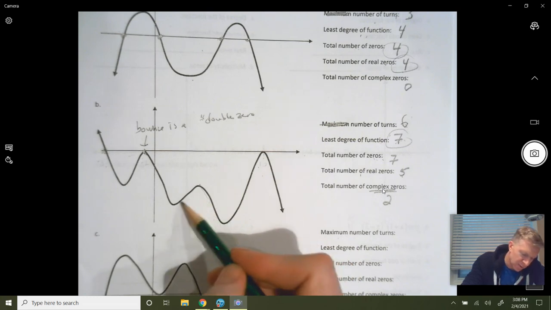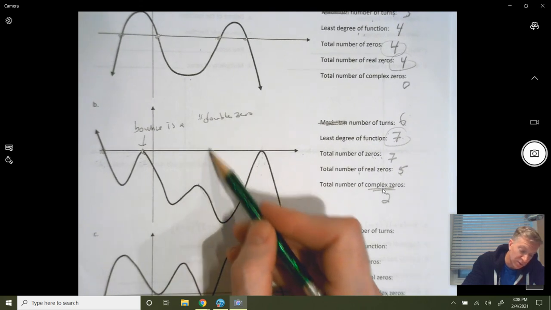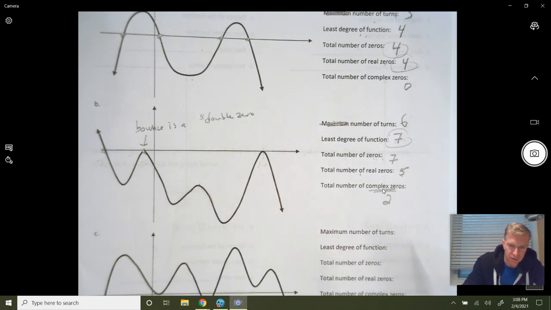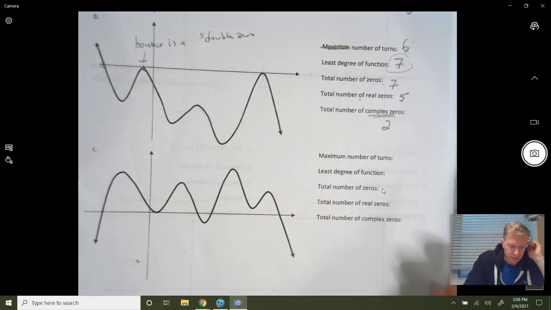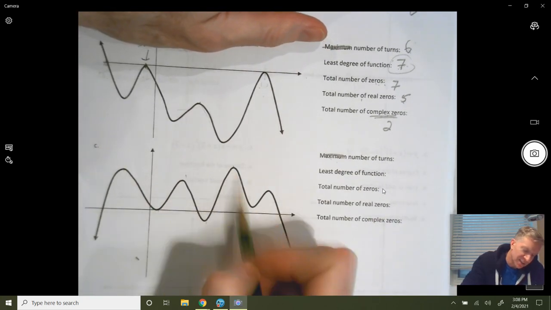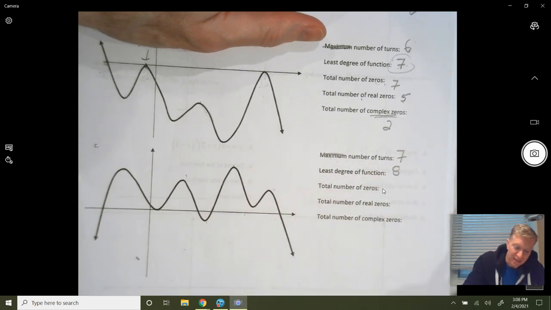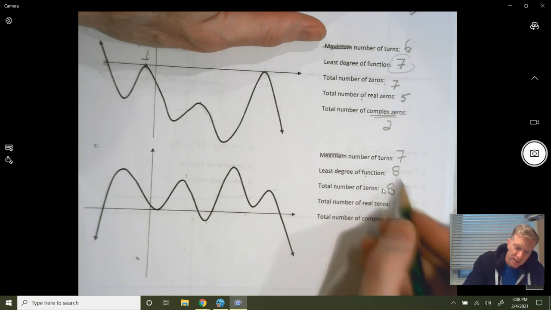Right here you can imagine that maybe on another function this would go high enough and you could get real zeros, but this one just didn't go high enough, and that's where you would see imaginary zeros. Let's look at the next one. Let's look at the total number of turns. That's 1, 2, 3, 4, 5, 6, 7 turns, which means 8th degree, at least 8. Total number of zeros matches the degree, so 8 and 8.